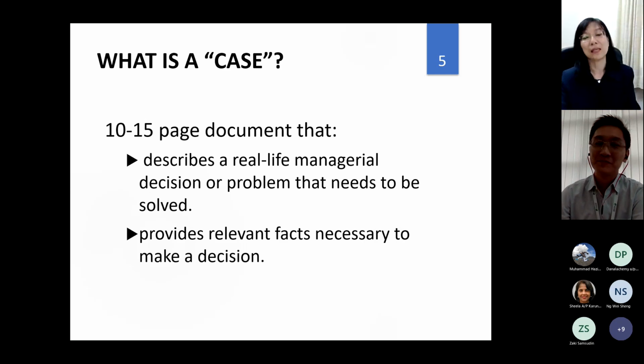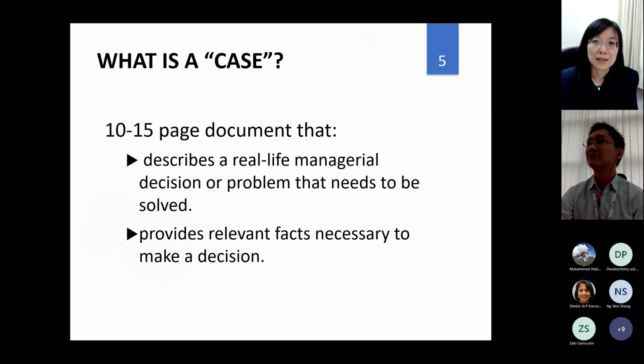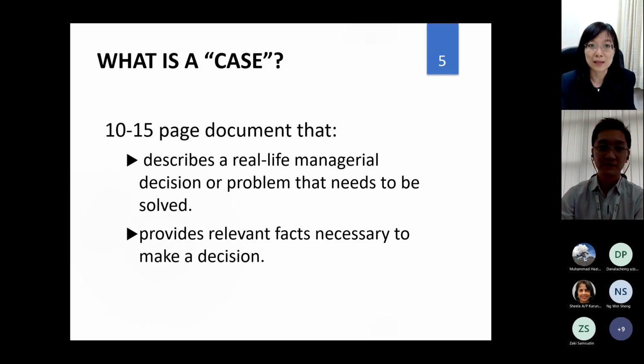Yes, basically, what is a case, right? If you use cases in class, you probably realize that a case is not a long document. It's basically just 10 to 15 pages that describes a real-life managerial decision or a problem that needs to be solved.